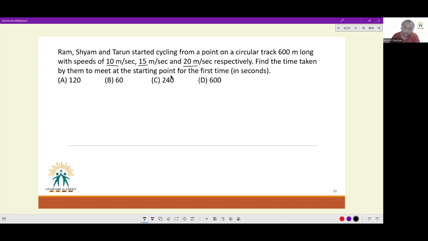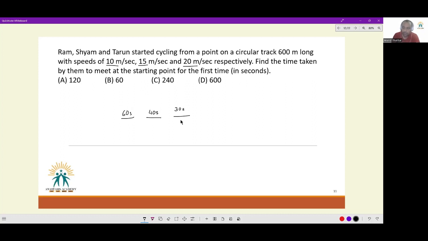In order to find the time taken by them to meet at the starting point for the first time, we need to find out the time for one entire round. For the first person, it is 60 seconds, 600 by 10. For the second person, it is 40 seconds. And for the third person, it is 30 seconds. First person, after every 60 seconds, he'll be at the starting point. The second person, after every 40 seconds. The third person, after every 30 seconds.